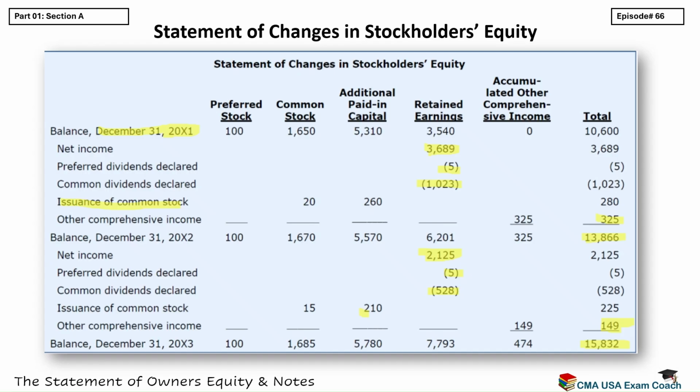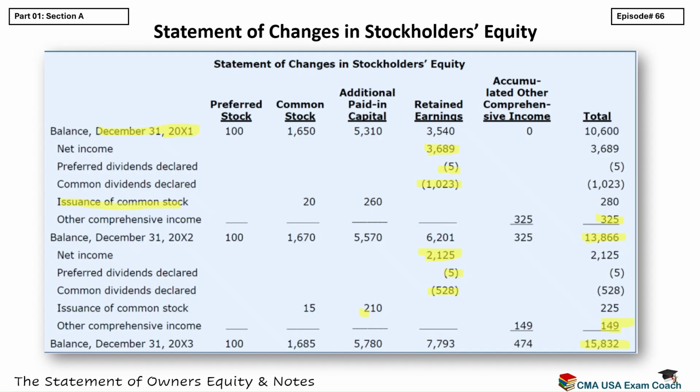So the main idea is simple. This statement explains why equity increased or decreased compared to the previous year. Every number tells a small part of the story. Some items add to equity, some reduce it, and some adjust it through other comprehensive income. Once you understand these movements, the entire picture becomes very clear.